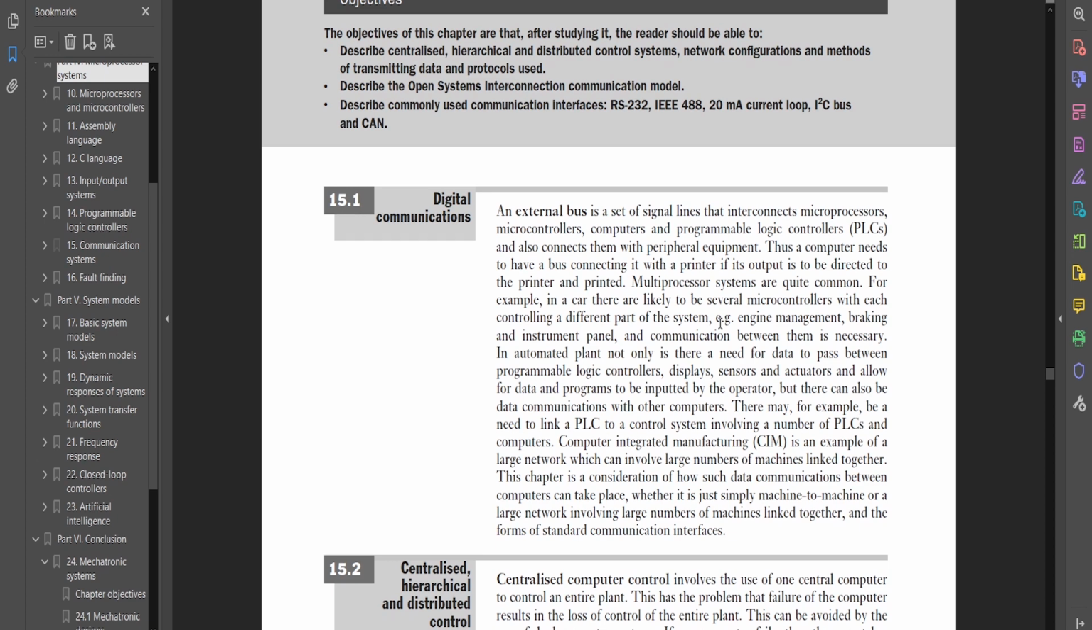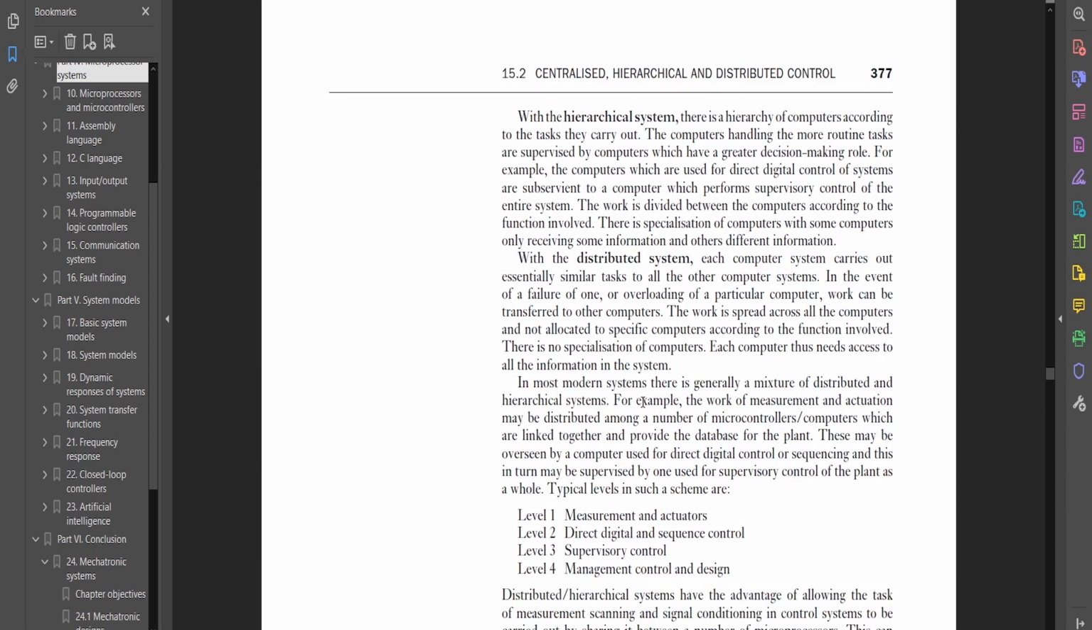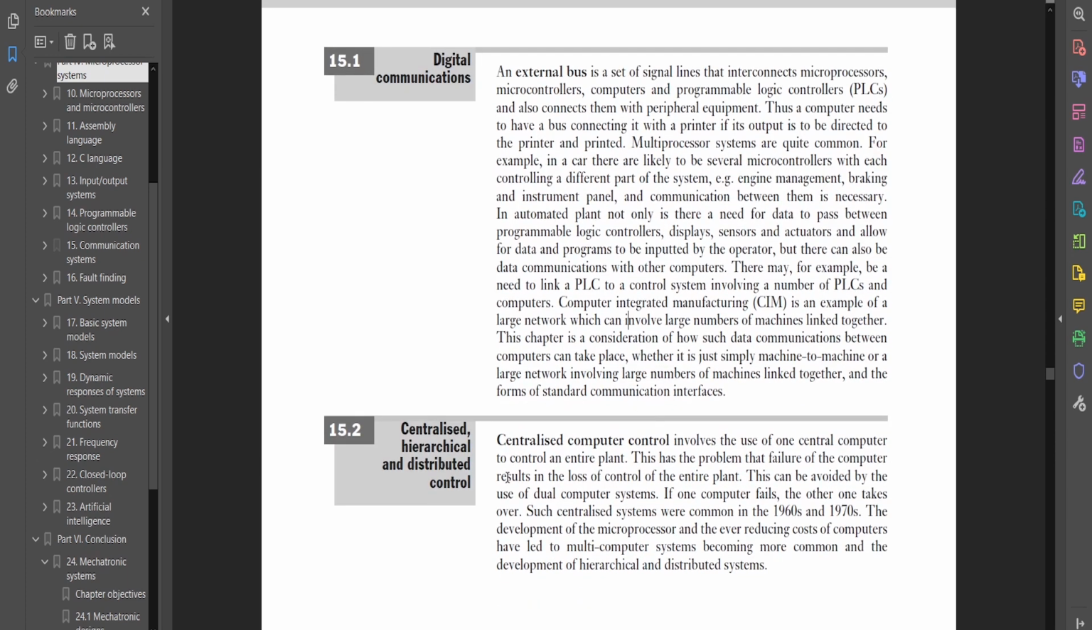There may be a need to link a PLC to a control system involving a number of PLCs and computers. Computer integrated manufacturing is an example of a large network which can involve large numbers of machines linked together. This chapter is a consideration of how such data communications between computers can take place, whether it is just simply machine to machine or a large network involving large numbers of machines linked together, and the forms of standard communication interfaces.